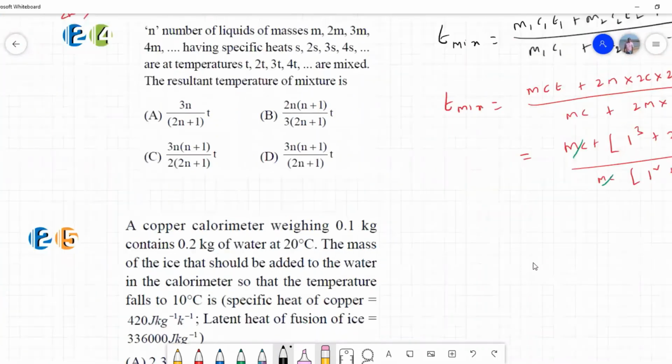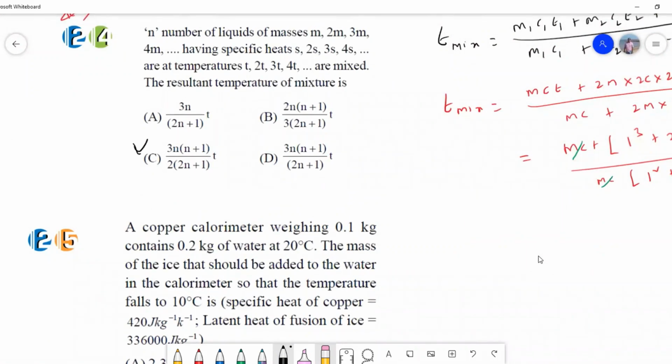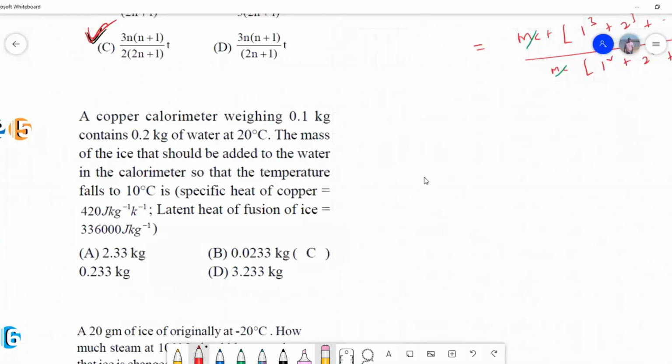So again, remember this is a direct formula. So we have to apply the method of mixes formula and we can directly get the answer. Let's move on to problem number 25. What does problem number 25 say?